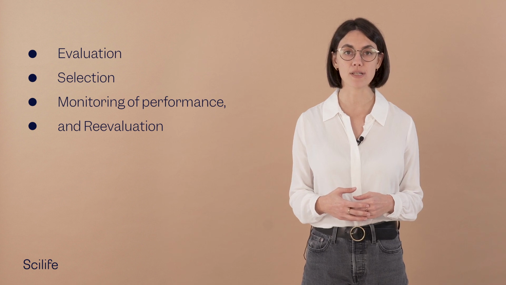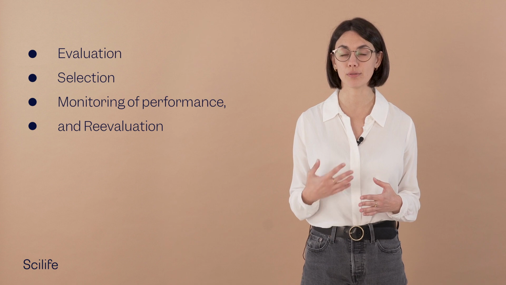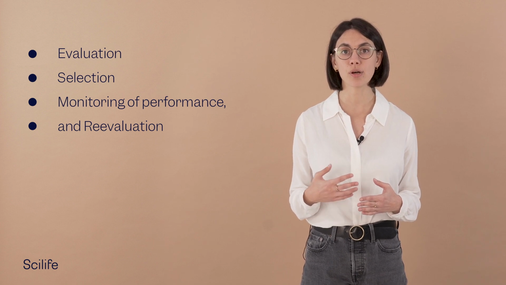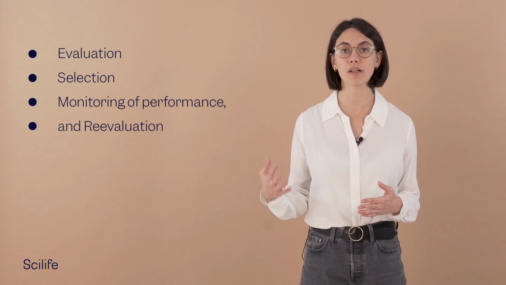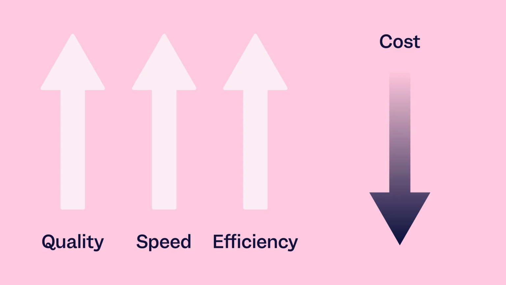Clause 8.4 states that organizations shall determine and apply criteria for the evaluation, selection, monitoring of performance, and re-evaluation of external providers and document these activities. This process helps to ensure that external providers are delivering the expected level of quality and that any issues are addressed quickly. It also helps to ensure that the organization is getting the best value for money from its external providers.